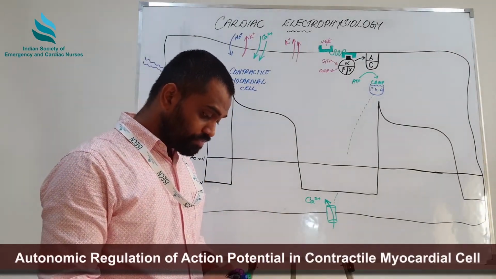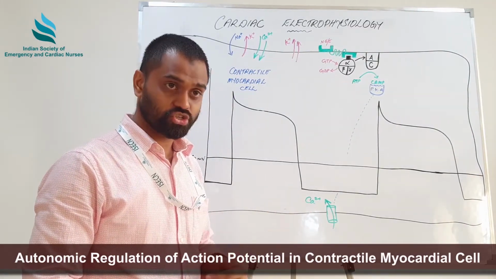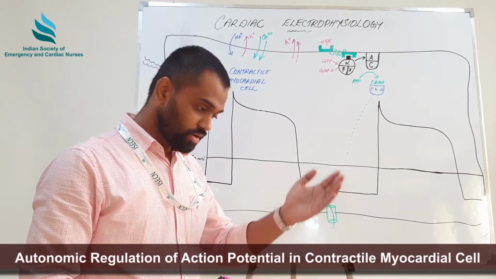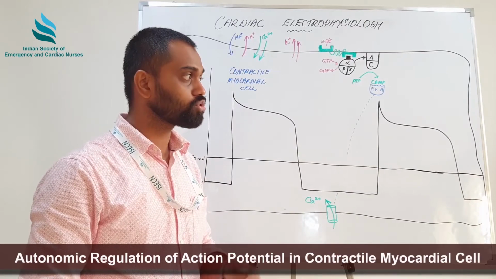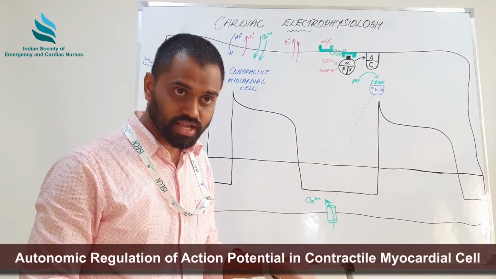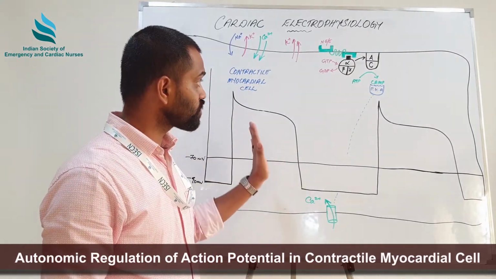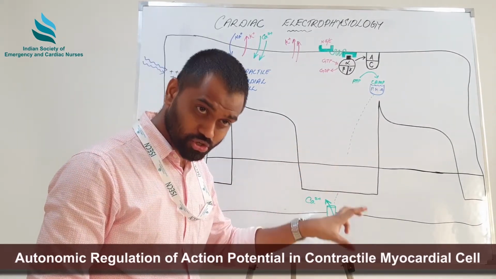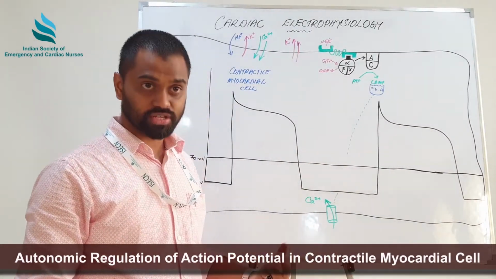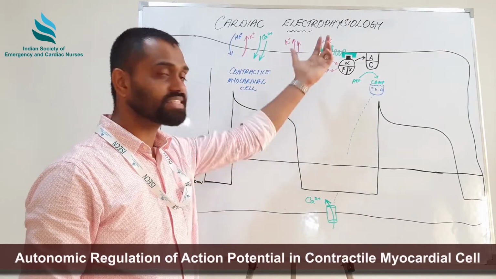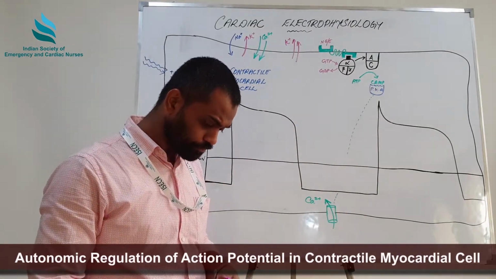So we know the specialized cells are rich in both sympathetic as well as parasympathetic receptors. Those are the beta-1 adrenergic receptors and M2 muscarinic receptors. At the same time, the contractile myocardial cells, especially ventricular myocardial cells, are devoid of the M2 muscarinic receptors, but instead what they have in abundance is the beta-1 adrenergic receptors.